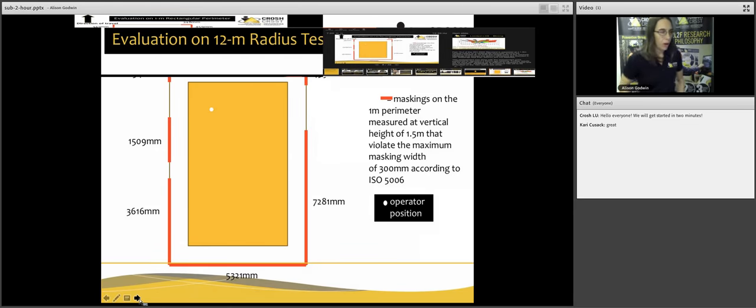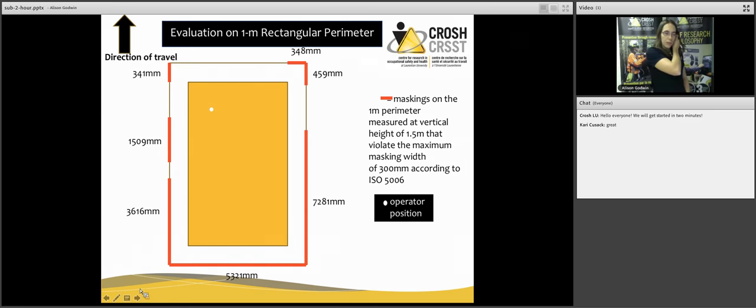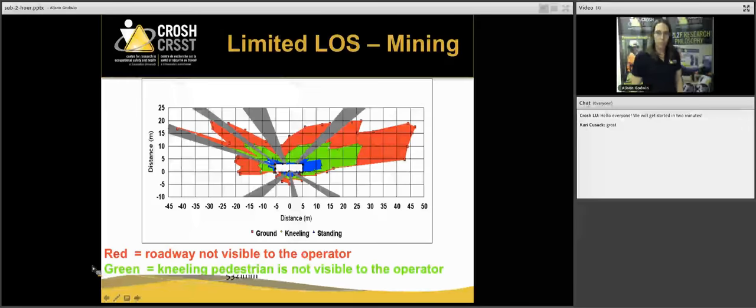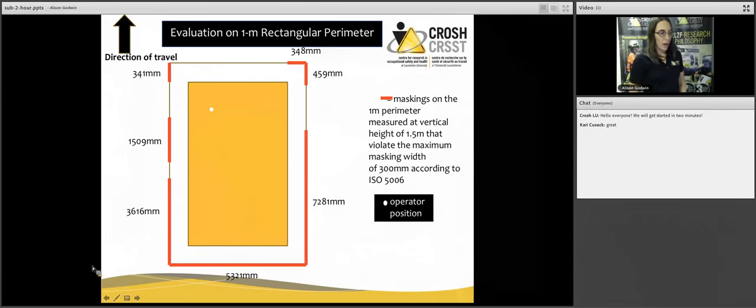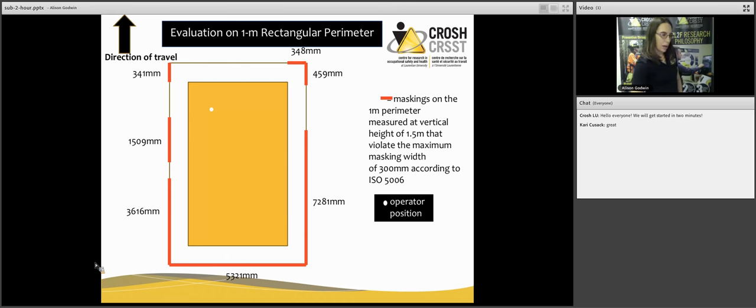The ISO also uses masking widths on this 1 meter perimeter, so this is measured at a vertical height of 1.5 meters at a 1 meter perimeter around the machine. And so you can see this particular machine that was evaluated has significant blocks and would certainly benefit from some sort of reversing technology added to it.